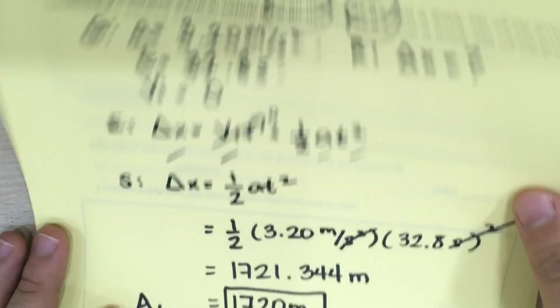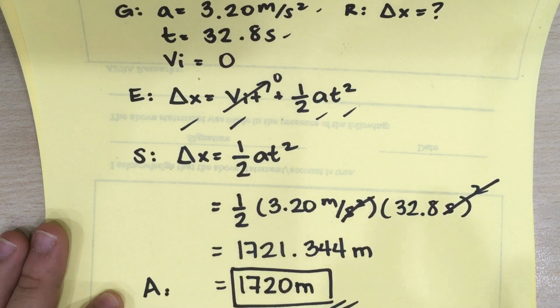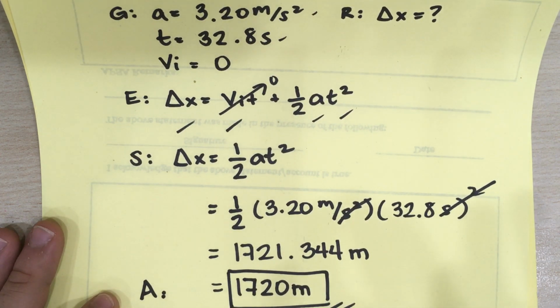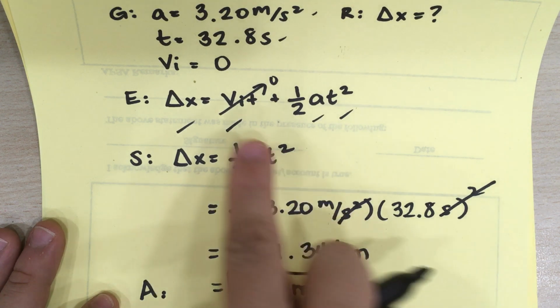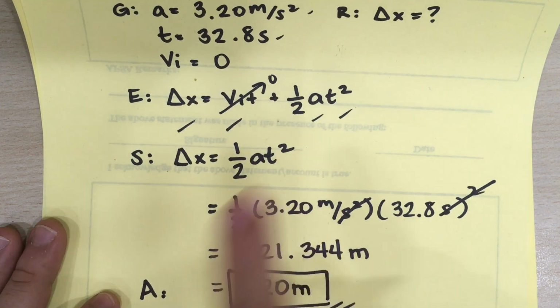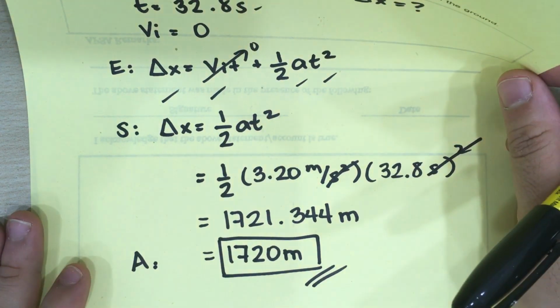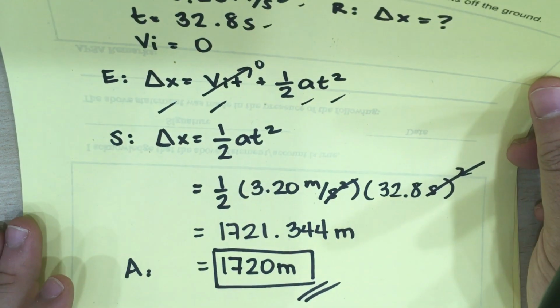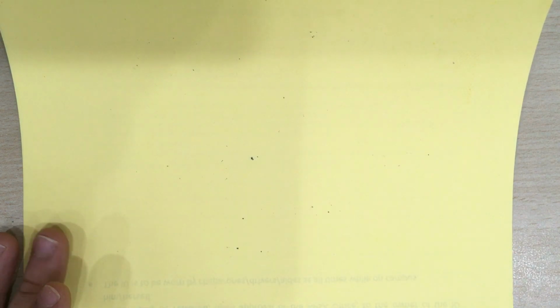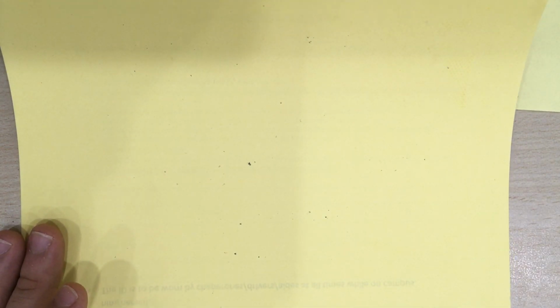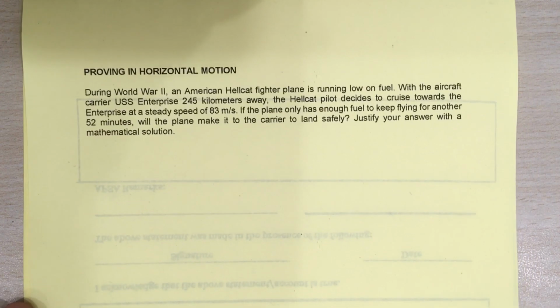Okay? So as long as you're organized with your problem solving, as you could see, we should be able to be fine with horizontal motion problems because it's just a matter of choosing an equation, plugging it in, then solving, and then checking for sig figs. Okay? Now let's up the difficulty a little bit. Now let's see what will happen if you're trying to prove something using horizontal motion. So let's read the problem.